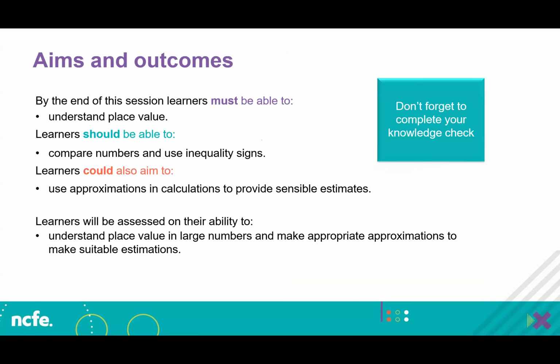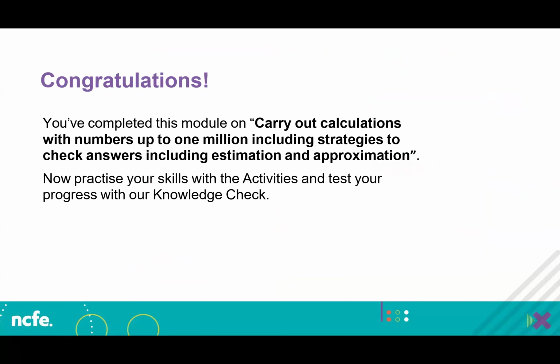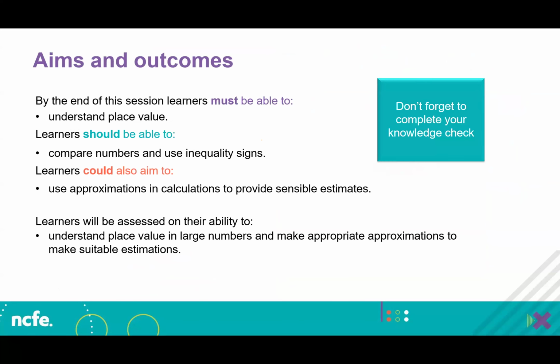By the end of this session, learners must be able to understand place value. Learners should be able to compare numbers using the equality sign. Learners could also aim to use approximations and calculations to provide sensible estimates. Learners will be assessed on their ability to understand place value in large numbers and make appropriate approximations to make suitable estimations.